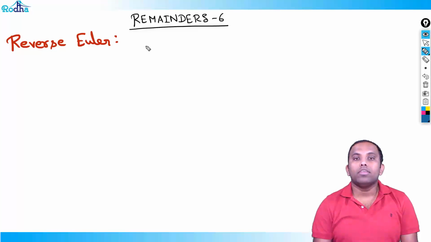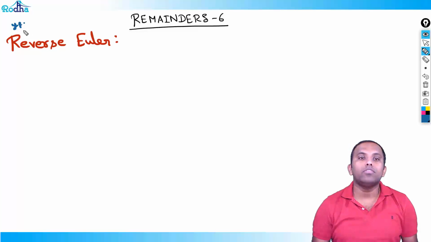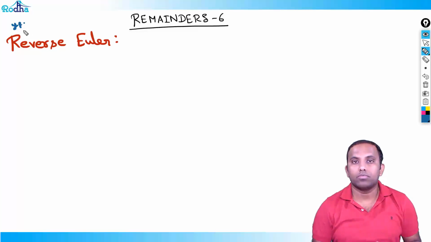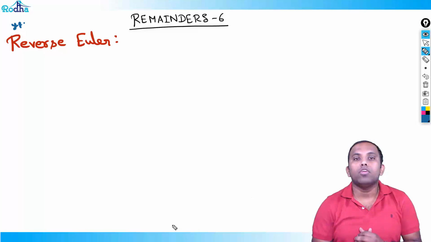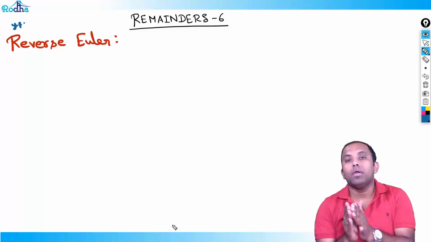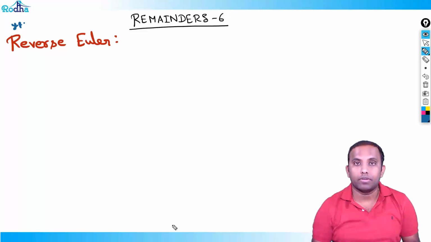In this sixth class, we'll discuss a concept called reverse Euler. Reverse Euler is a concept you won't find in any book, but it is a name given to counter some very tough problems of remainders, in which the powers are very close to the Euler number, but before it, not after it.